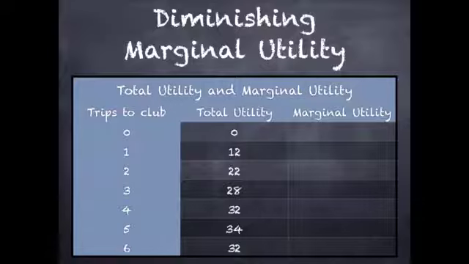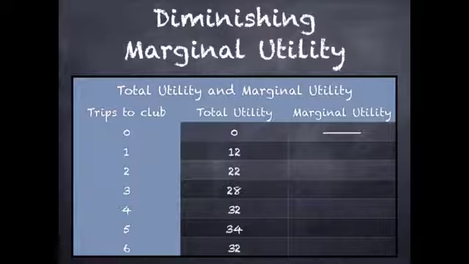So here we're going to have a table that gives us how we can derive marginal utility from total utility. So you might be given a table that tells you here's the consumption of a particular good, here it's trips to a club, and you'll be given the total utility. For example, there's the total utility from 1 visit to a club, here's the total utility for 2, here's the total utility for 3. You will be given the total utility for the trips to the club, and you should be able to derive what the marginal utility is.